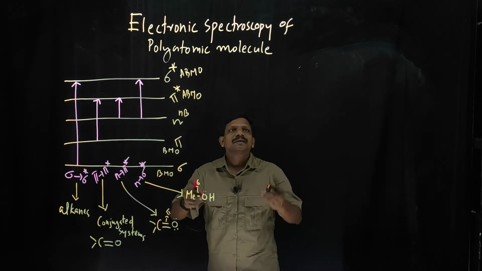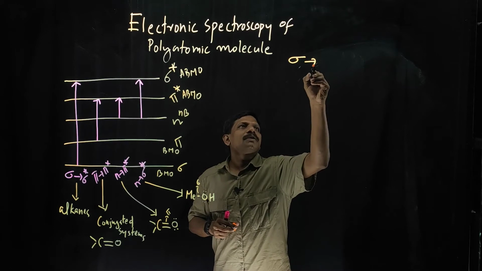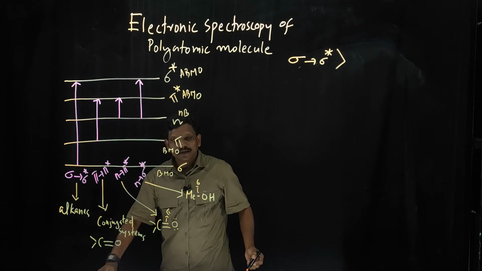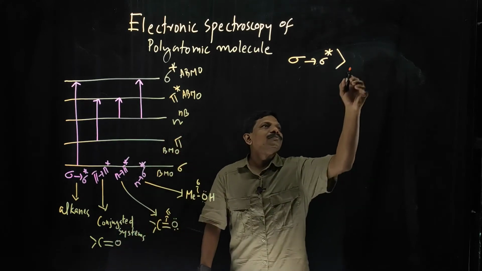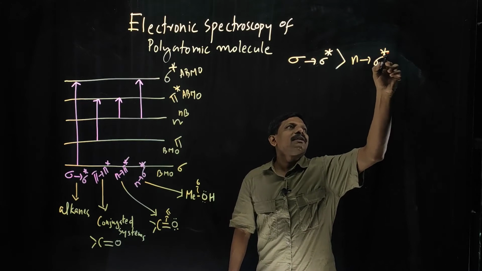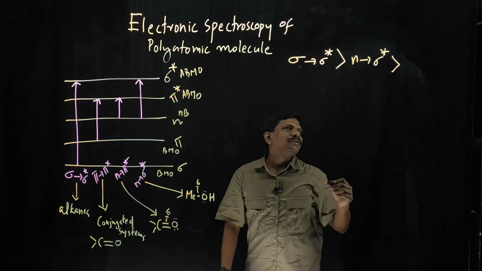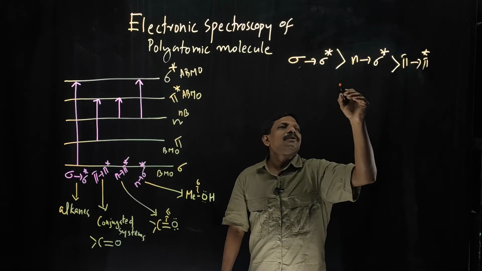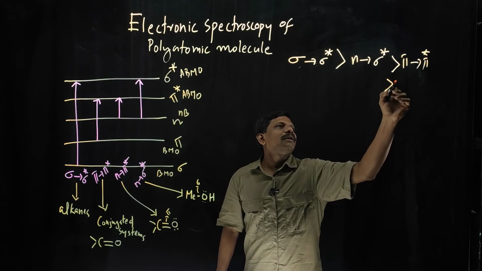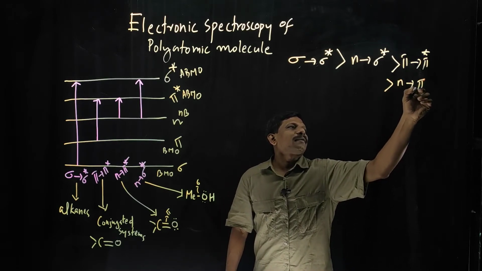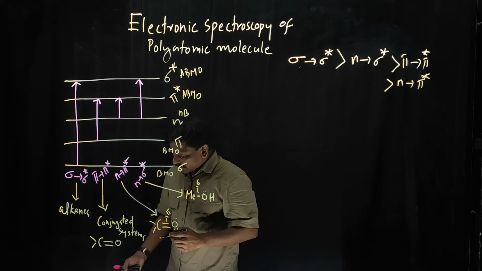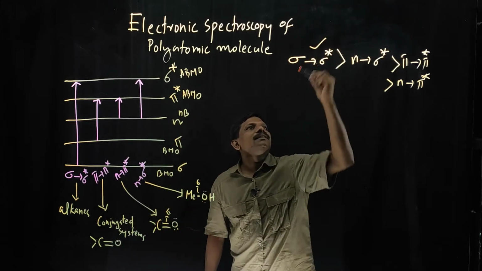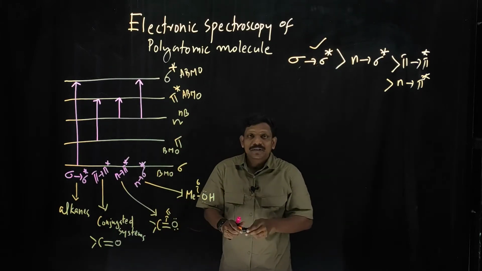Now you can arrange them in the energy order. You can see that sigma to sigma star has very high energy, and then comes n to sigma star, then comes the pi to pi star, and finally the n to pi star. Okay, so that is about the energy order. Very high energy is needed for the sigma to sigma star transition.